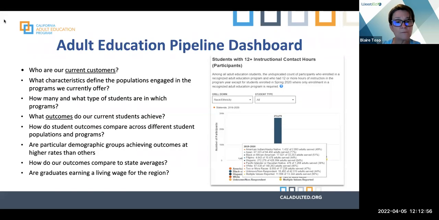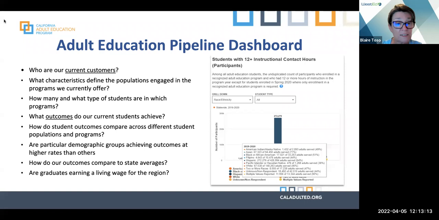Next slide, please. So we'll focus on the tools that WestEd has developed to help with this. The slides that we're going to walk through now will briefly indicate how these data tools align to the questions that are posed in the different sections of the 3-year planning guidance document.